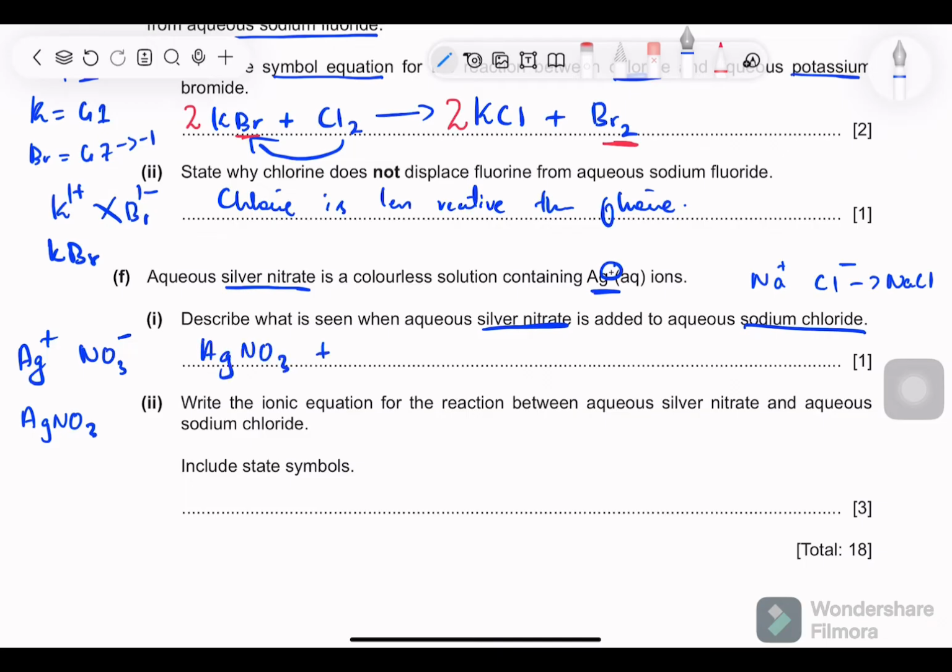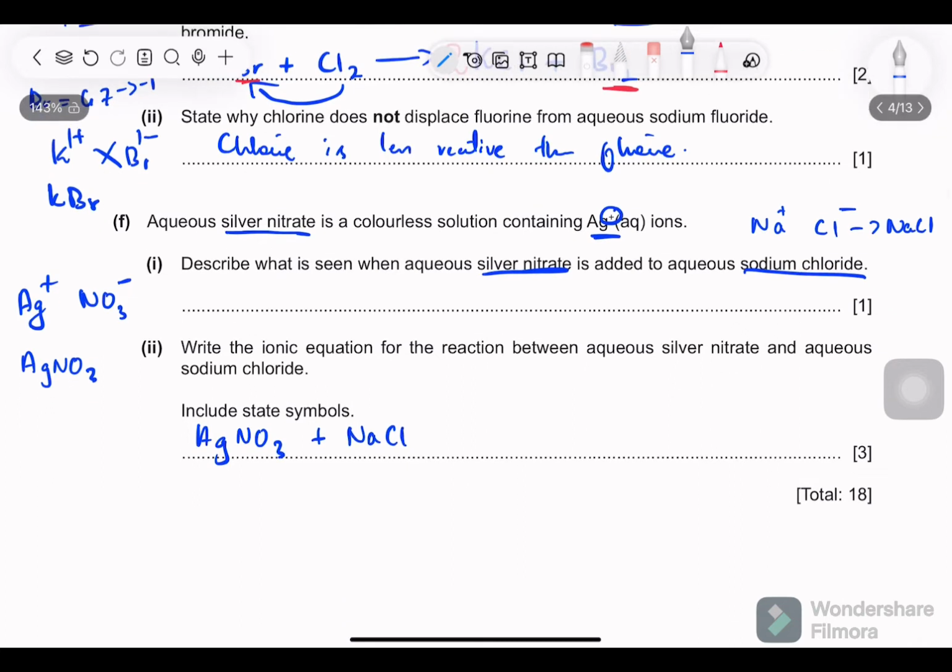AgNO3 plus NaCl. Okay, so we don't have to write the equation over here. My bad, we will do this afterwards. First, we have to decide in theory what will be produced. As I said, describe what is seen when aqueous silver nitrate is added to aqueous sodium chloride. So let us first do the equation, then I will be able to explain it better.